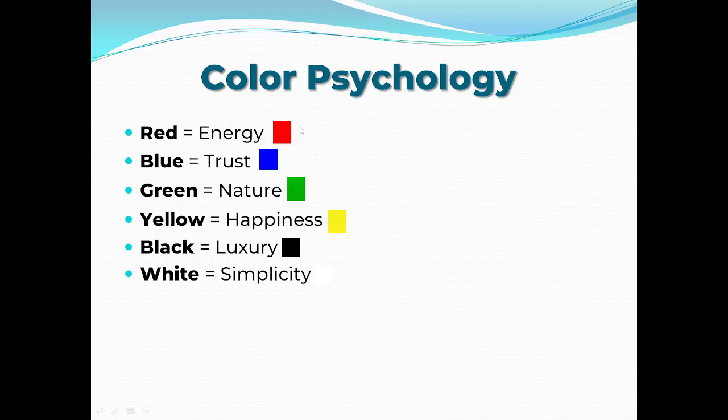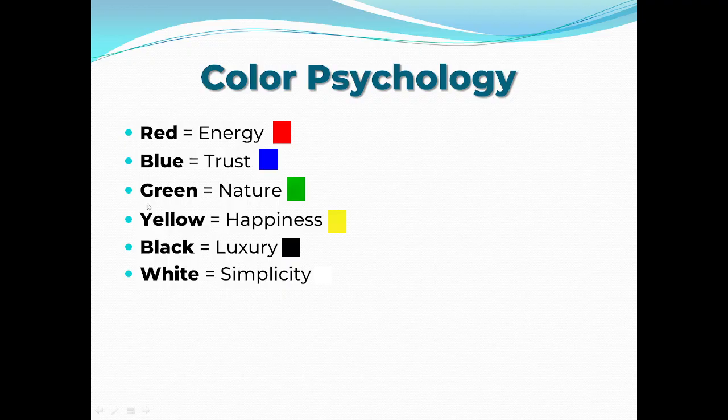So now, these are highlights of colors. There are more than this, but these are the main colors, with their psychological interpretation, or what we call psychological representation. The first one is red. The color psychology for red is energy. You can see red here. The second one is blue. The color psychology for blue is trust, which is here.